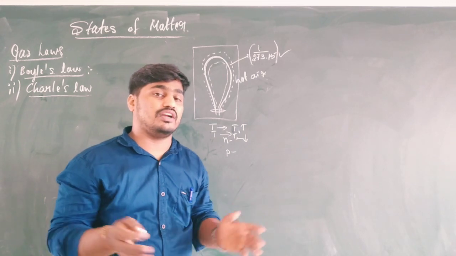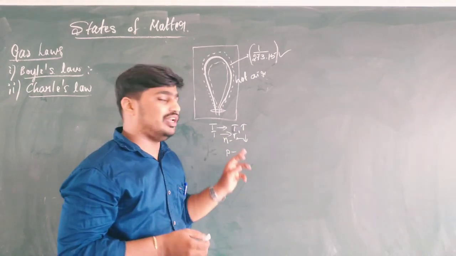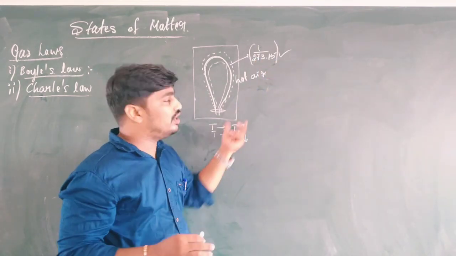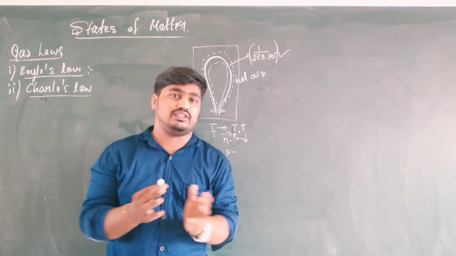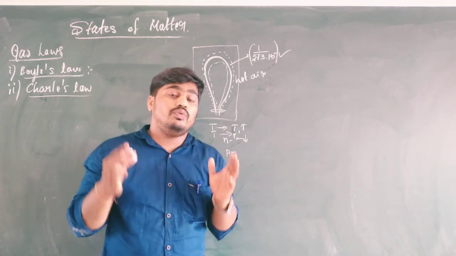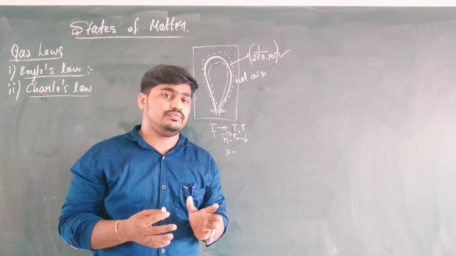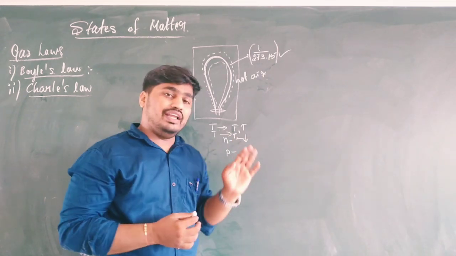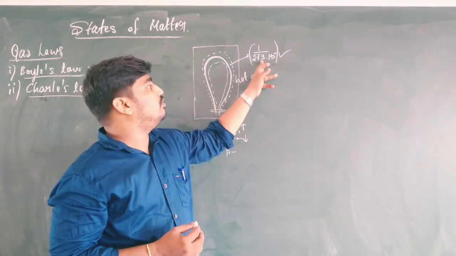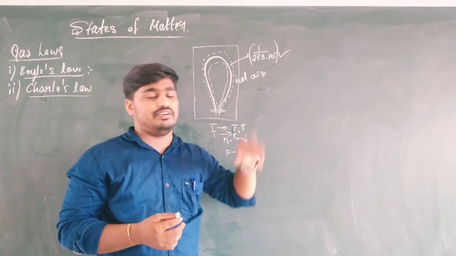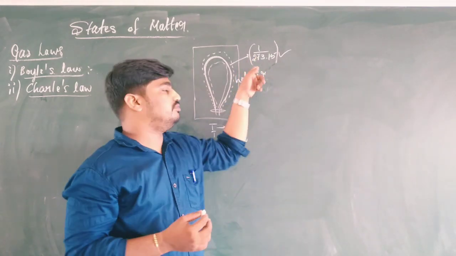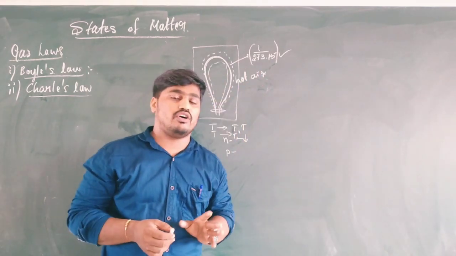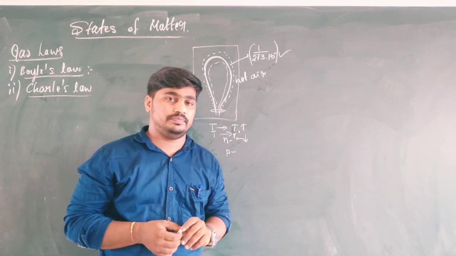What does it indicate, what is the conclusion? Every 1 degree rise in temperature increases the volume of the system by this much, and every 1 degree fall in temperature decreases the volume of the system or balloon by this much. So that is the conclusion of the experiment.